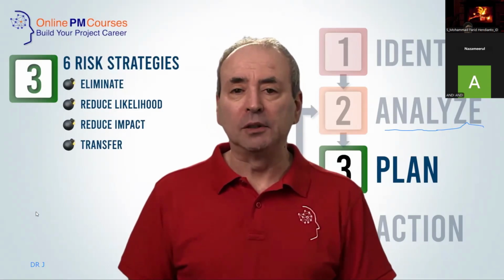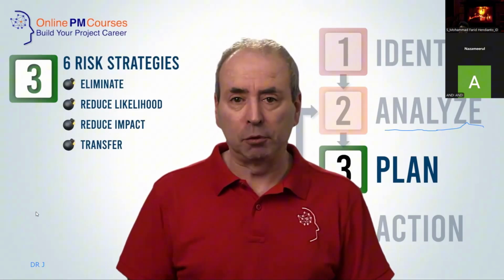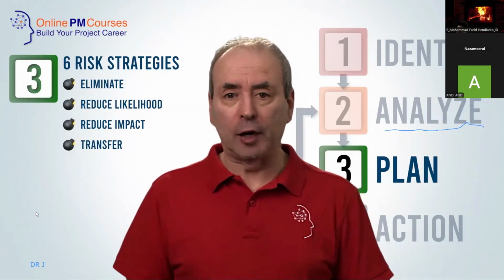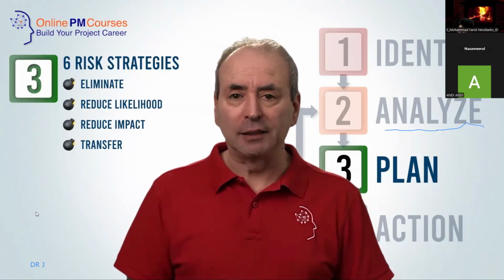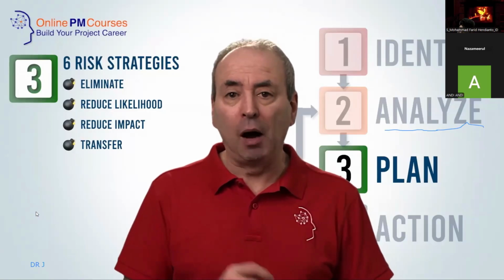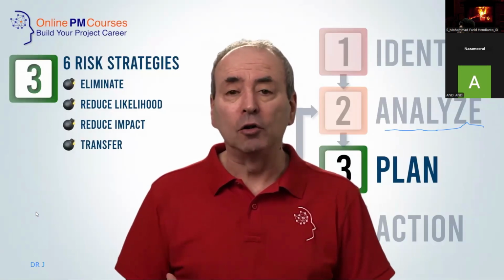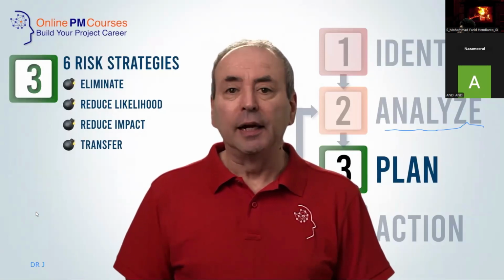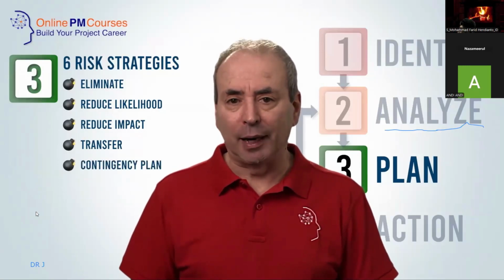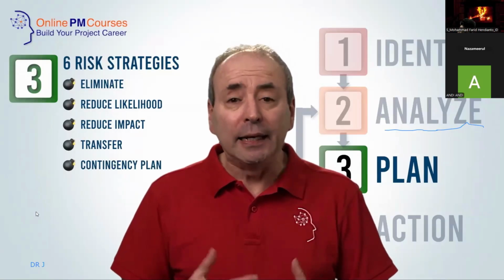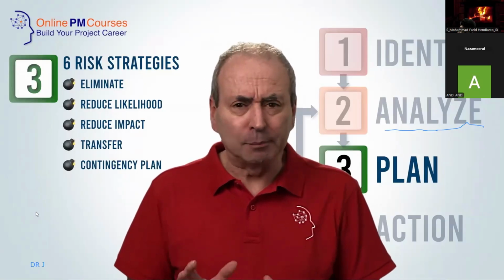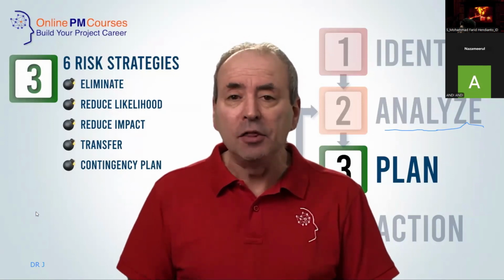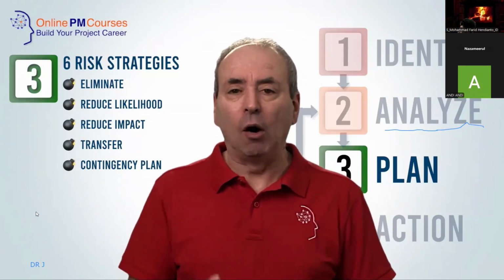The commonest examples of this are insurance products, which transfer the financial element of a risk, or contracts, where the contractor takes on the risk on your behalf as part of the contractual arrangement. The next strategy is to put in place a contingency plan. This won't make the risk any less likely to happen, and it won't make it any less bad if it does, but now you will have a plan for how to manage it in the moment so that you can reduce the ongoing impact.